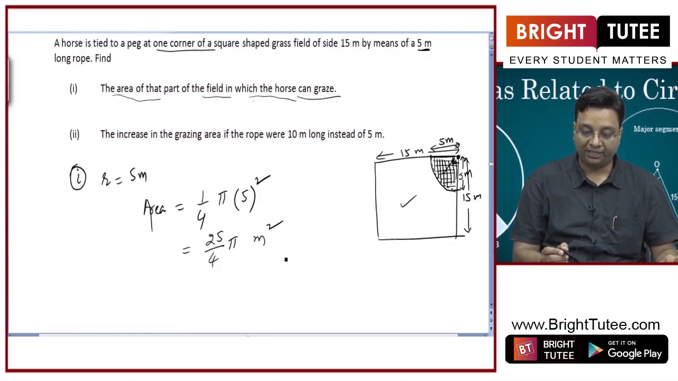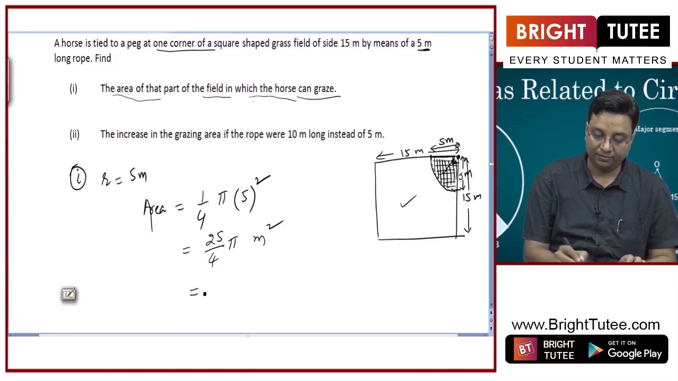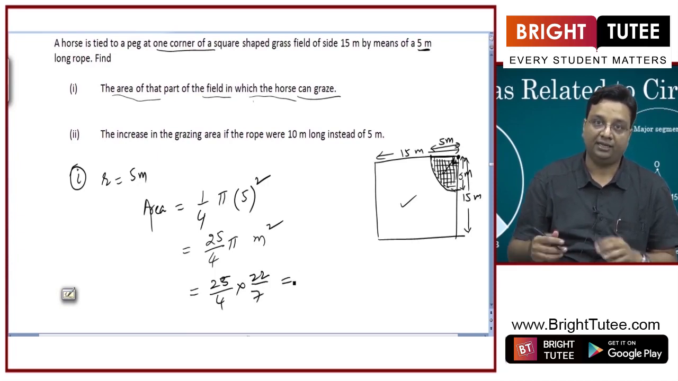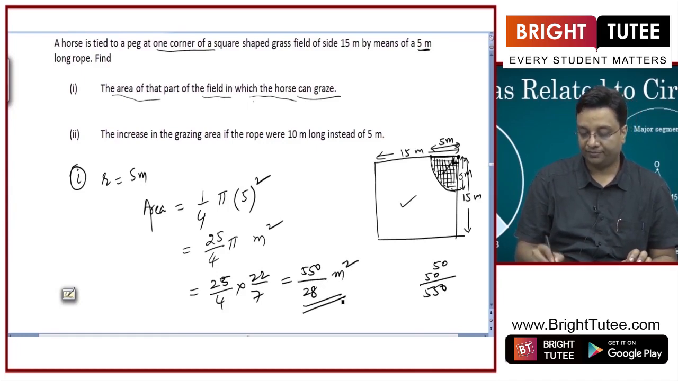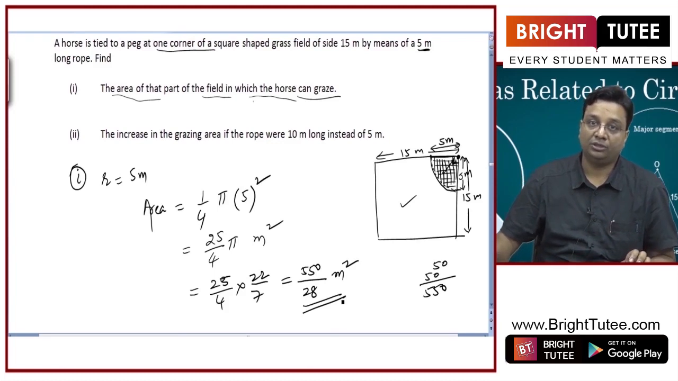If it is given that pi is to be taken 22 by 7, then we can calculate it further by writing like this. And then again I'll leave the calculation to you. Let me just simplify this numerator and denominator, then I'll leave it to you. So it is 550 by 28 meter square. So this is the area that horse can graze with a rope of 5 meter.